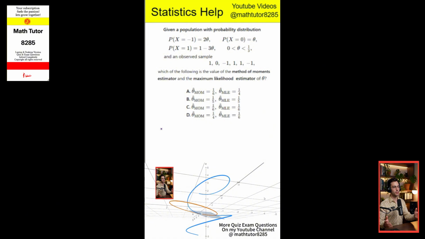A population has the following probability distribution. The probability that x equals -1 is 2 times theta. The probability that x equals 0 is theta. The probability that x equals 1 is 1 minus 3 times theta. Theta is between 0 and 1/3. A sample is observed: 1, 0, -1, 1, 1, -1. Which option correctly gives the method of moments estimator of theta and the maximum likelihood estimator of theta?